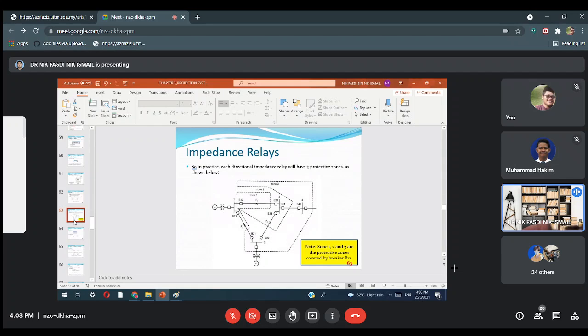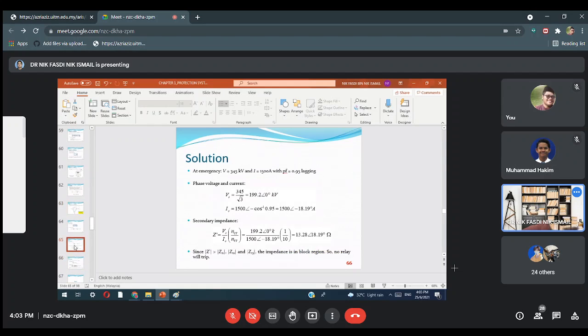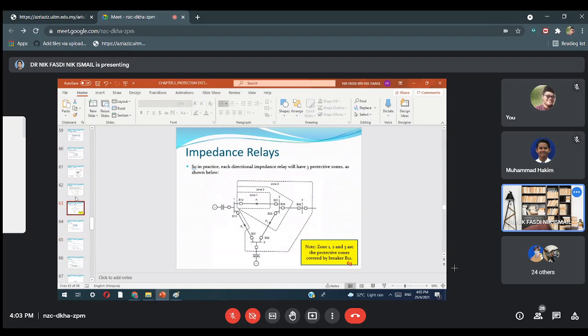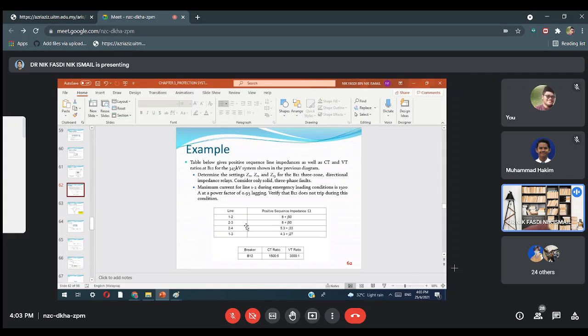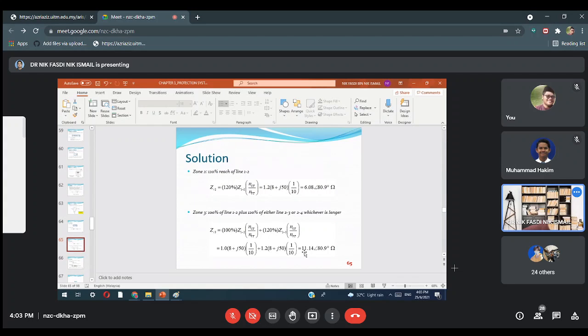From the question, which one is 2 to 3? 2 to 3 is about 8 plus j50. So Z13 is 8 plus j50, with 120%. Now we have all the reach impedances, ZR1, ZR2 and ZR3.